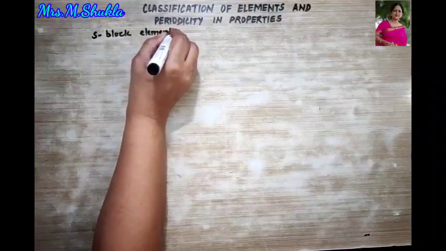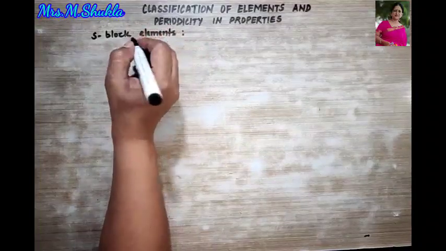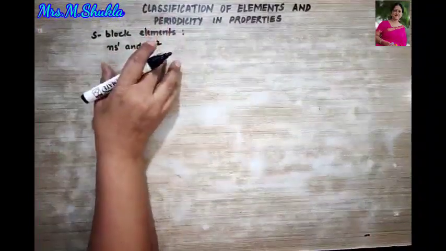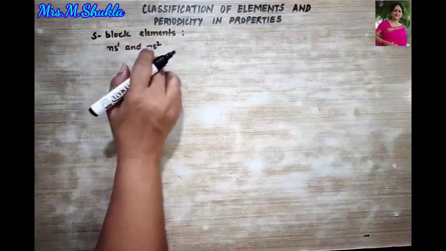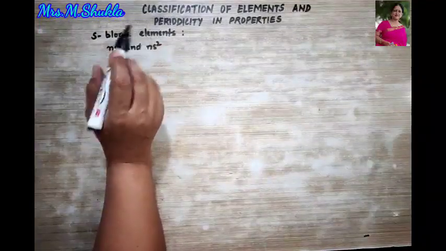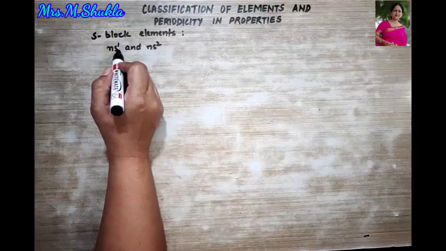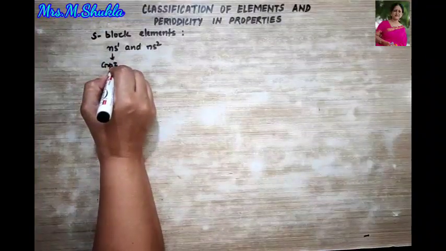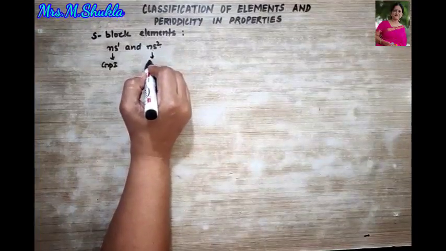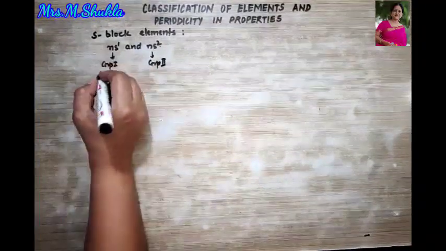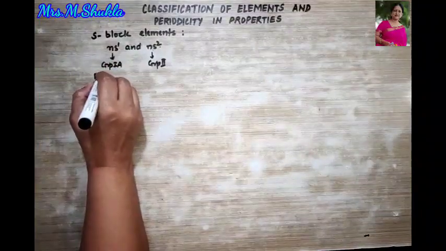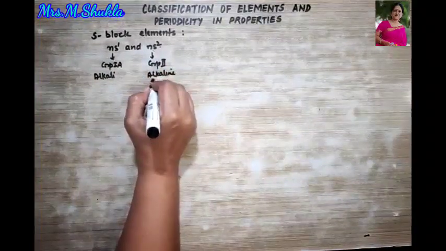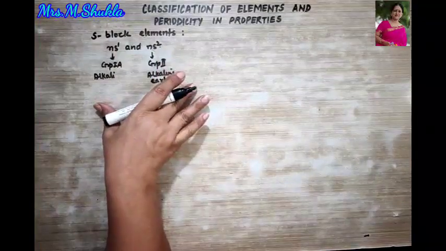Yesterday I showed you what the S block elements are, right? The elements with NS1 and NS2 configuration in the outermost shell are your S block elements. Clear? Elements with NS1 configuration in the outermost shell, they are from which group? They are group 1, right? And NS2, they are from group 2. So what is group 1, or 1A I should say, called? They are called alkali metals, and group 2 is called what? Alkaline earth metals. So this is what we had studied earlier, right?